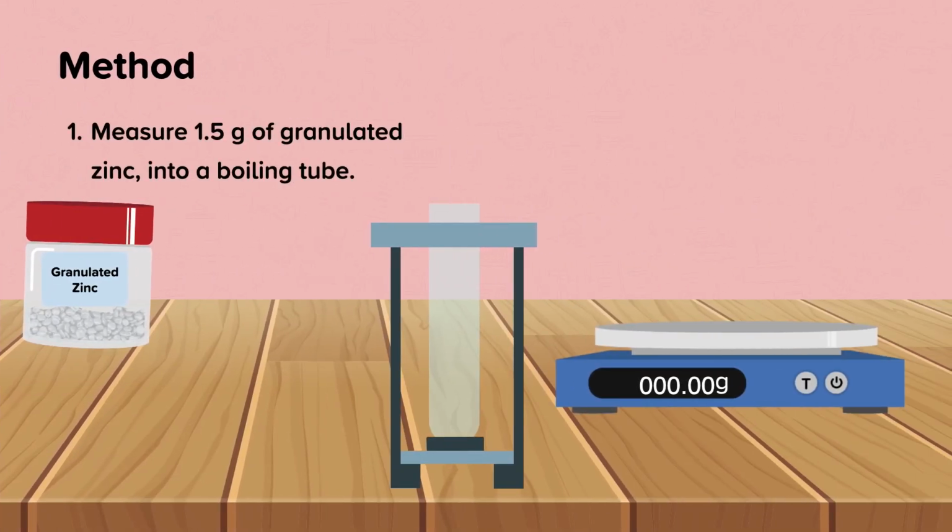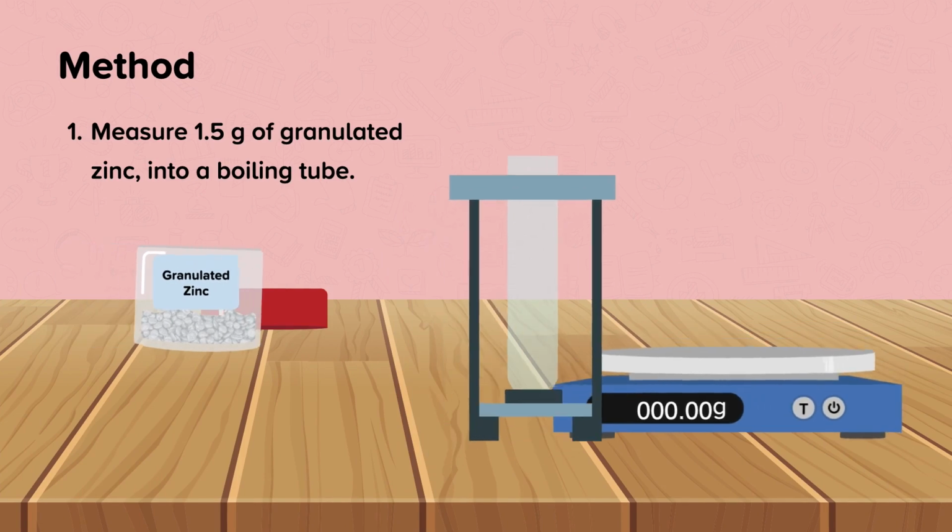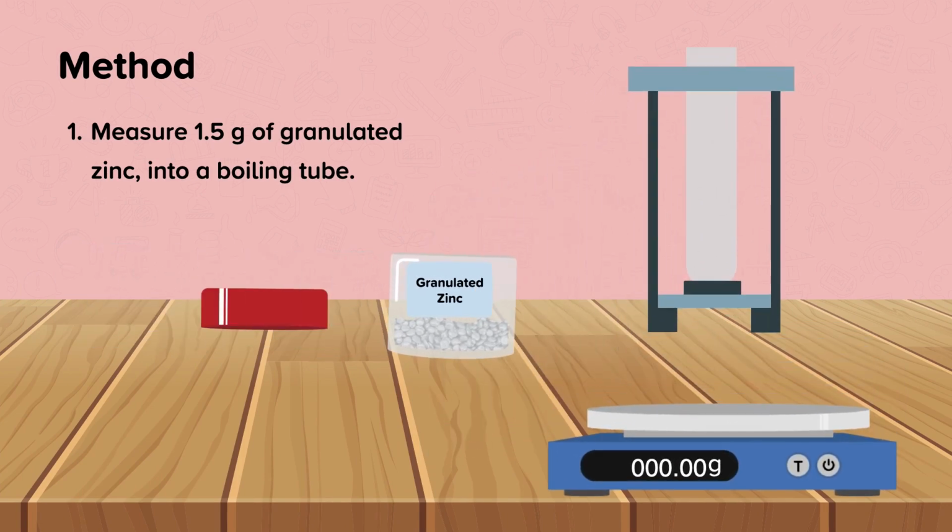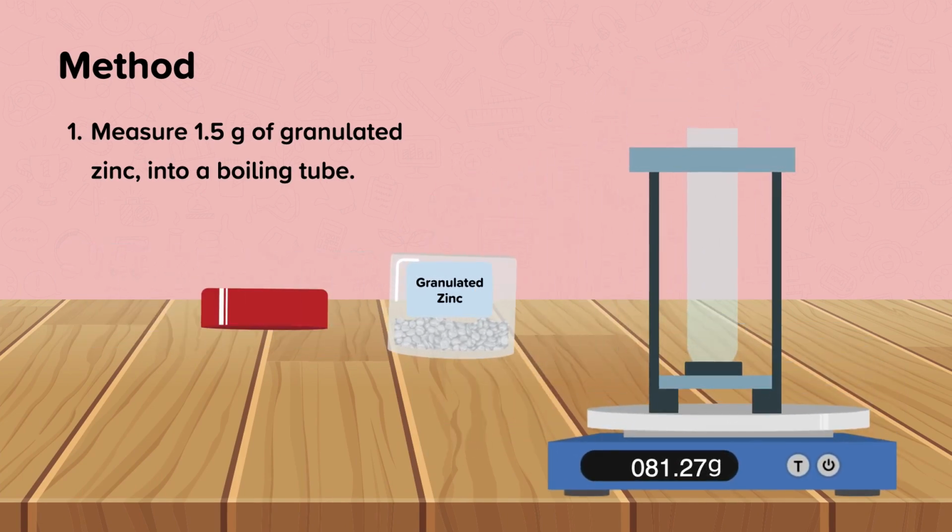Method. Step 1. Measure 1.5 grams of granulated zinc into a boiling tube. Although the balance has a resolution of 0.01 grams, the mass of the zinc is 1.5 grams, so this means that it can be between 1.55 and 1.45 grams.